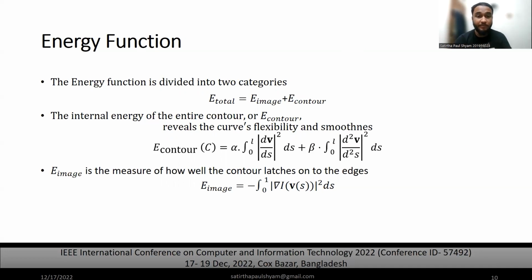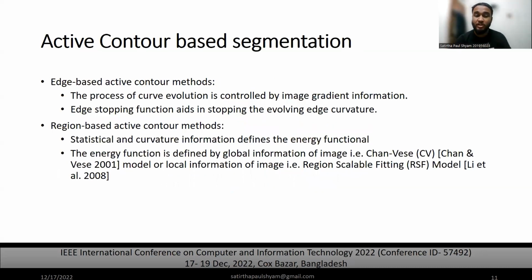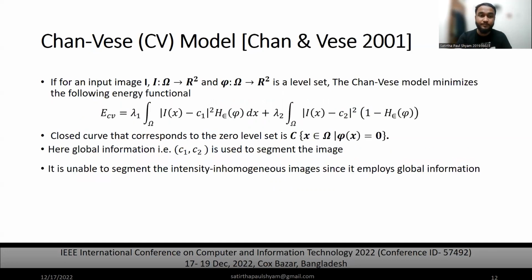And E image is the measure of how well the contour latches onto the edges. Basically, this term comes from the image information. Active contour-based segmentation is of mainly two types: edge-based model and region-based model. Edge-based model utilizes the edge information, and on the other hand, region-based model utilizes the regional statistical information, both having their own pros and cons. Edge-based models are easier to implement, but on the other hand, they perform really badly on images with weak edges.